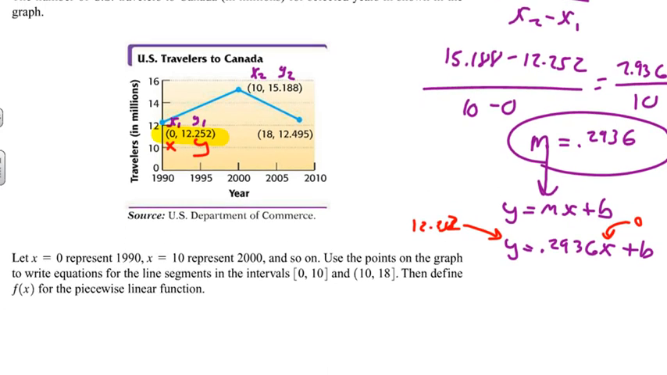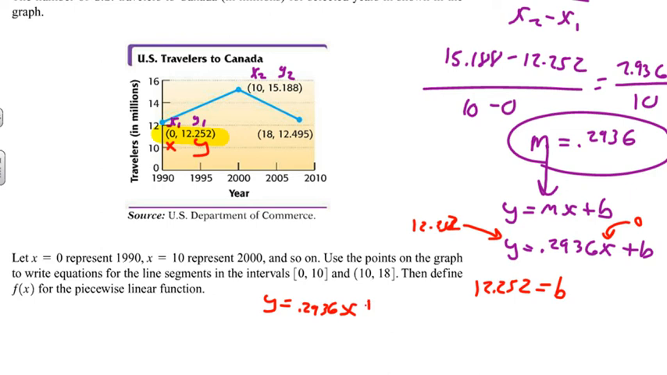Okay, so now that we know that b is just 12.252, we can now write the equation of this line right here. The equation of this line is y equals mx plus b. The m is 0.2936x, right?